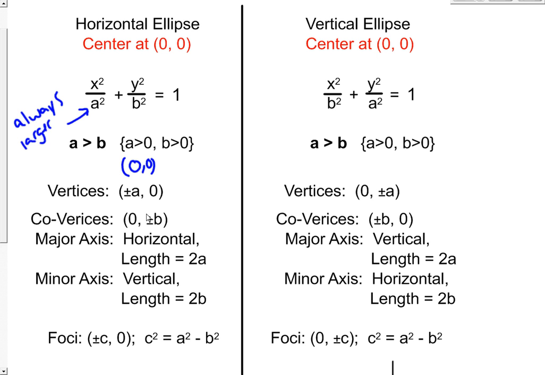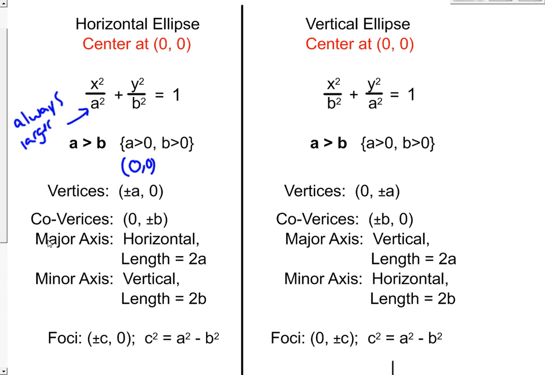Your co-vertices are made up from the b value, and they are adding and subtracting from the y value of the vertex. So you're going to have 0, because the 0 on the vertex does not change, and then positive and negative b, because you're adding and subtracting b from 0.